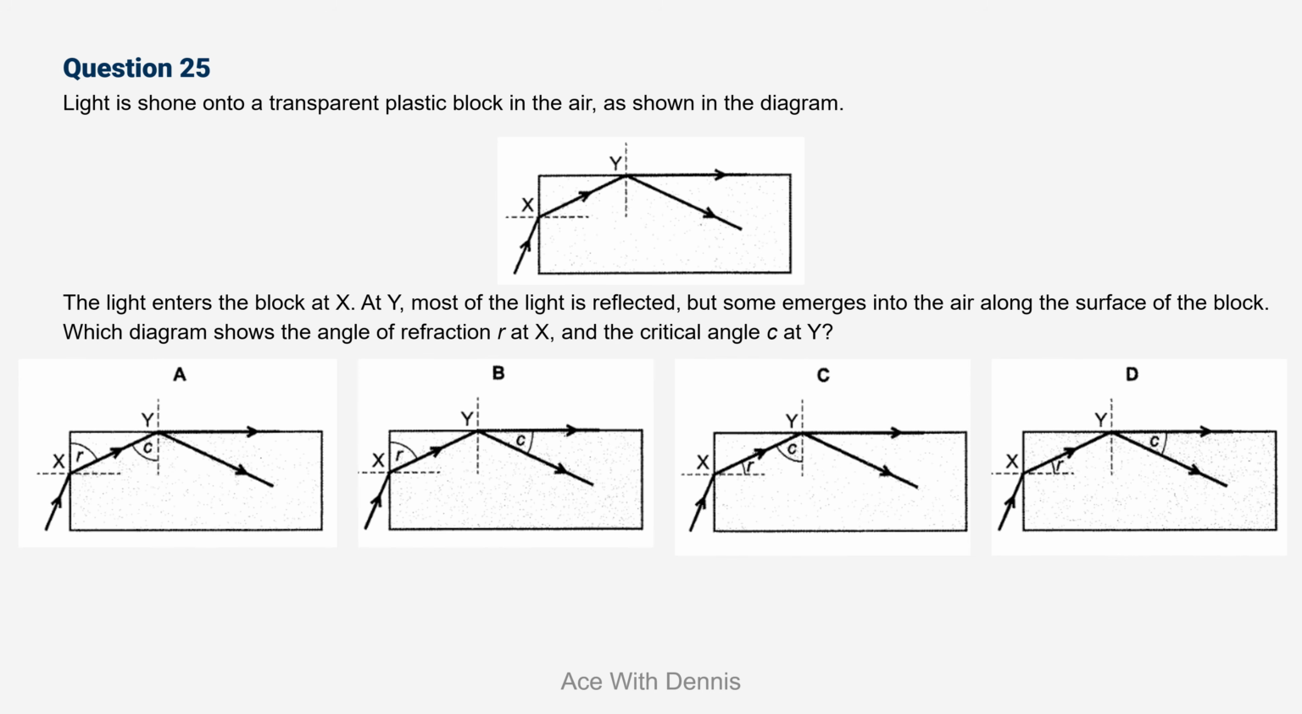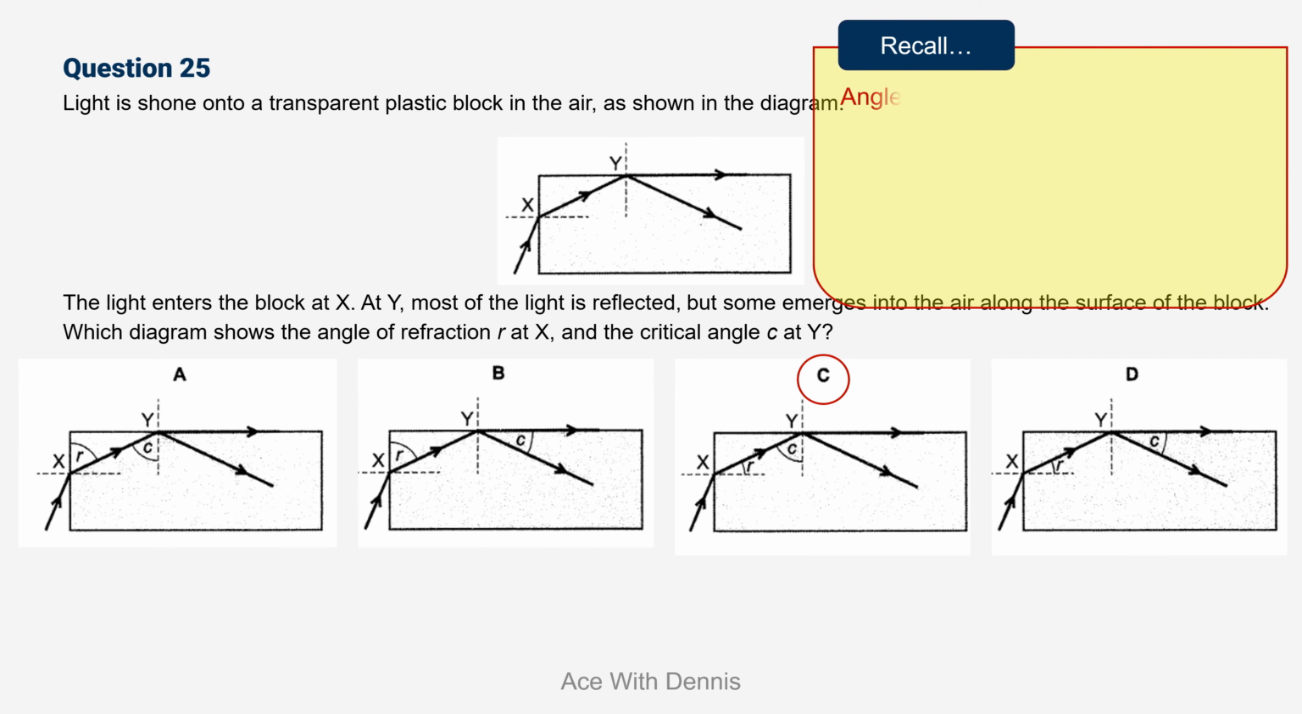The answer is C. Now recall that angle of refraction is the angle between a refracted ray and the normal. So if you look at the diagram C, this is the normal and this is the refracted ray. So the angle between the refracted ray and the normal will be the angle of refraction.